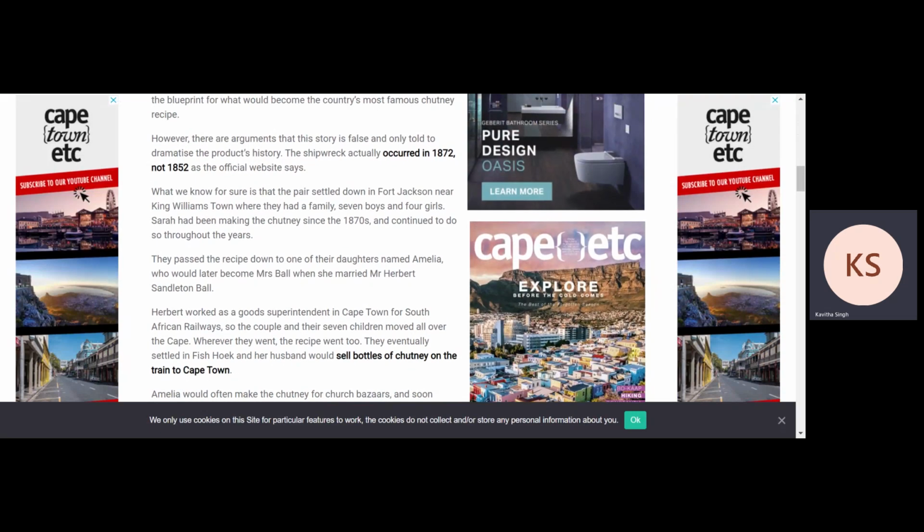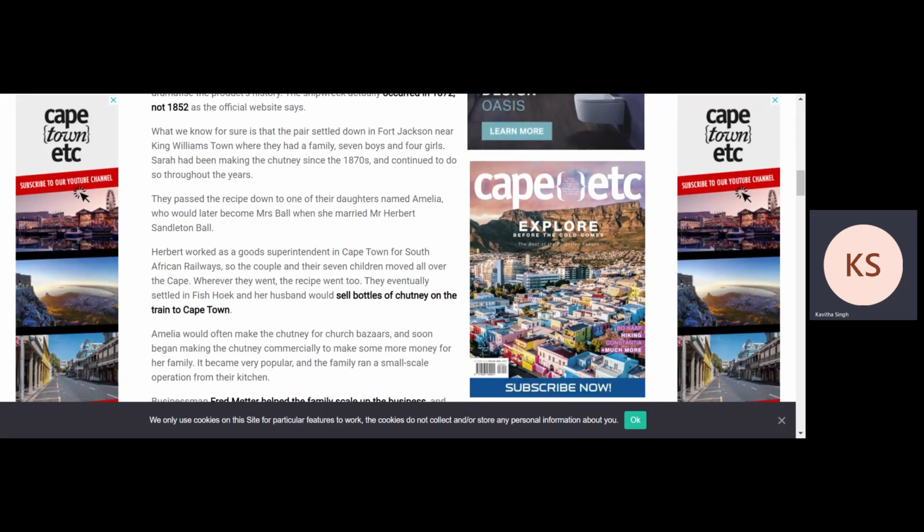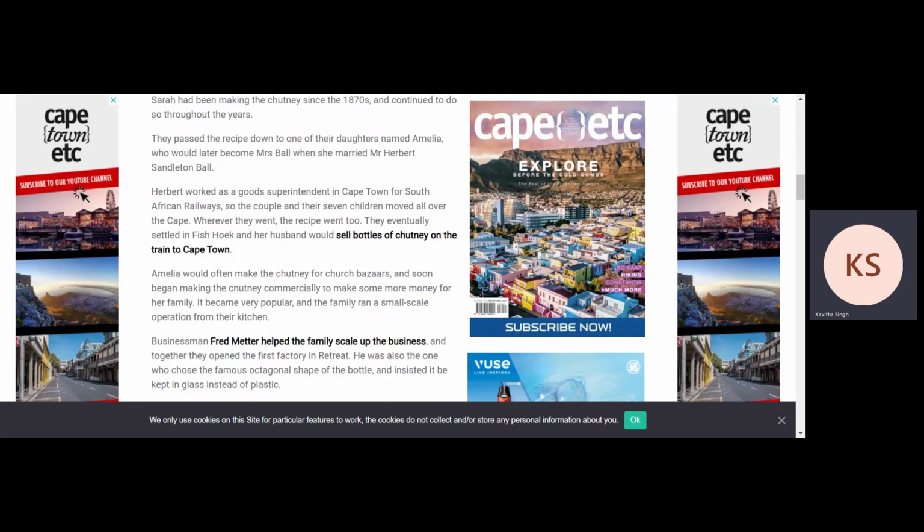The shipwreck actually occurred in 1872, not 1852, as the official website says. What we know for sure is that the pair settled down in Fort Jackson near King Williamstown, where they had a family, 7 boys and 4 girls. Sarah had been making the chutney since the 1870s and continued to do so throughout the years.